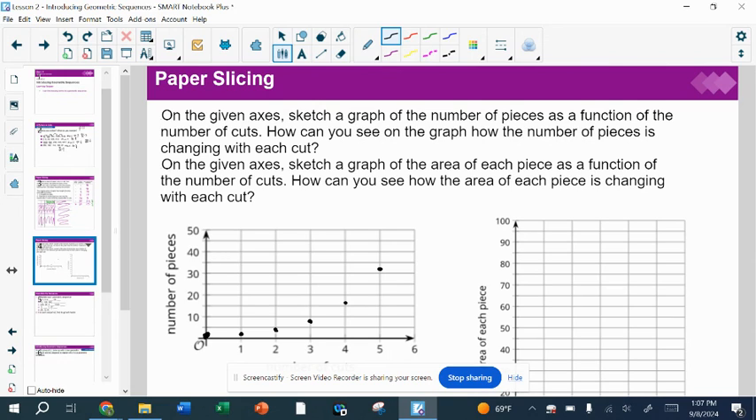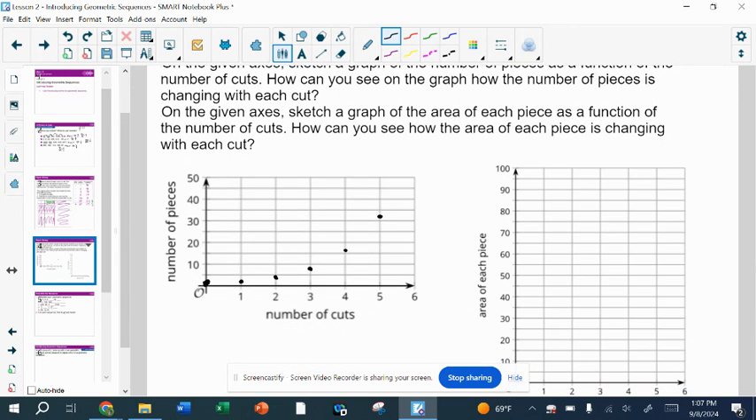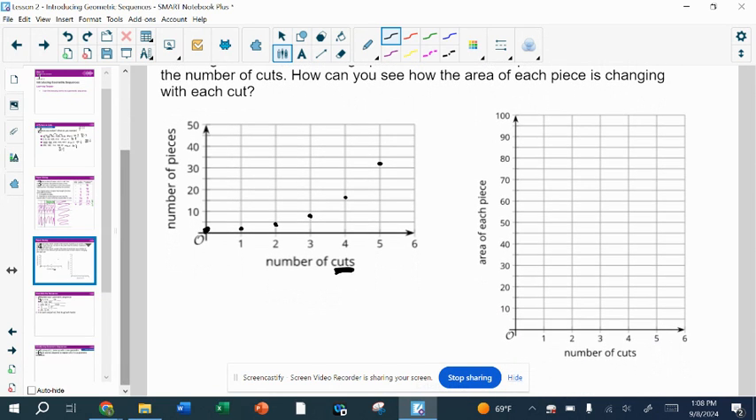Let me move this down a little bit so you can see the label on this, but this is about the number of cuts. I couldn't have 1 1/2 cuts, so I wouldn't want to connect anything between 1 and 2. I wouldn't have 2 1/4 cuts, so I wouldn't have anything in between here. So this really should be a discrete graph where I've got these separate points. If you just automatically went ahead and connected them because that's what you're used to doing, I understand that, but keep in mind that we don't always want to connect our graphs.